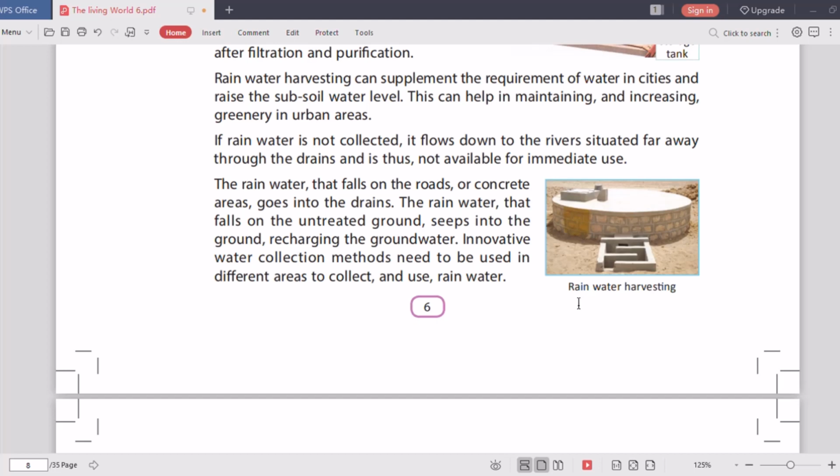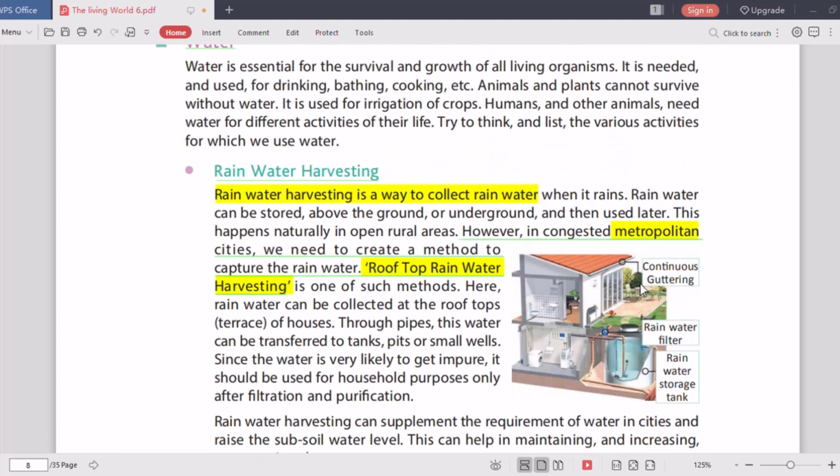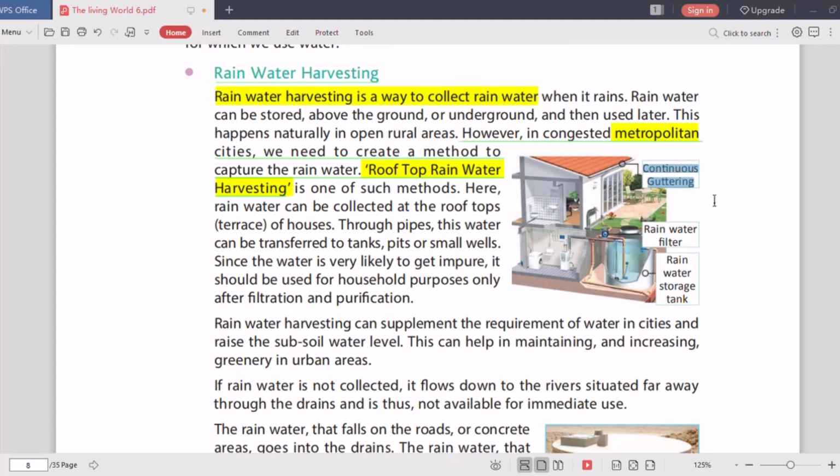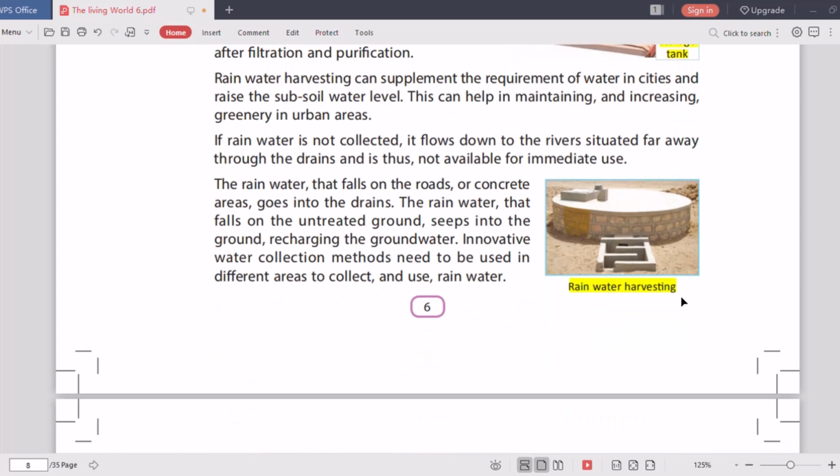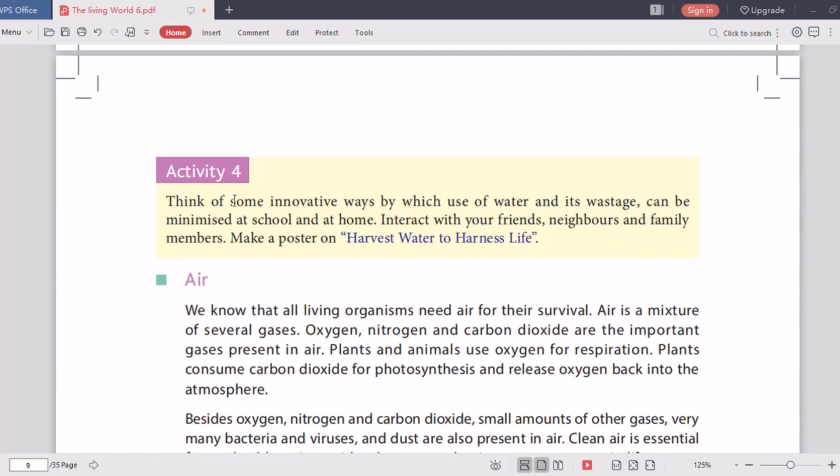So here is the rainwater harvesting well. This is the well, and this is the diagram of rainwater harvesting. In Activity 4, we have to make a poster on harvesting water to harness life.